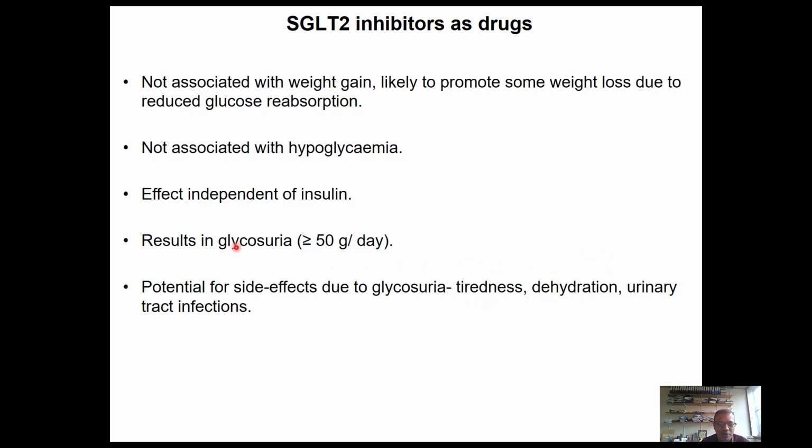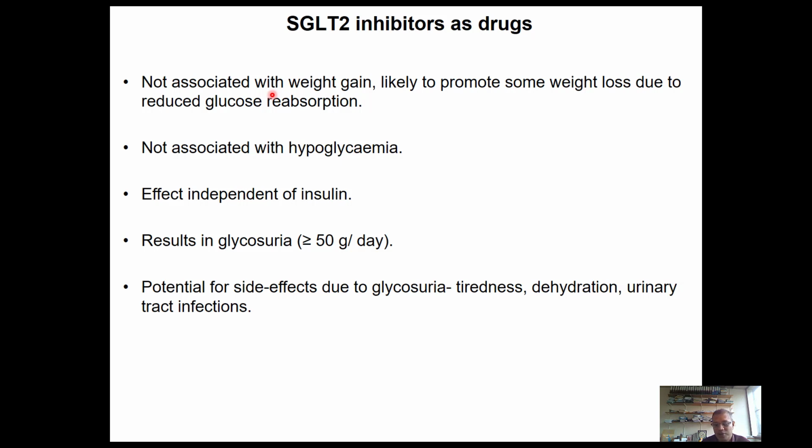And furthermore, these high levels of glucose in the urine can then be used as food by microorganisms. So patients on these drugs are more susceptible to urinary tract infections for that reason. But nevertheless, these are quite successful drugs.